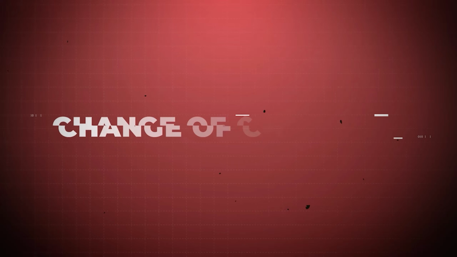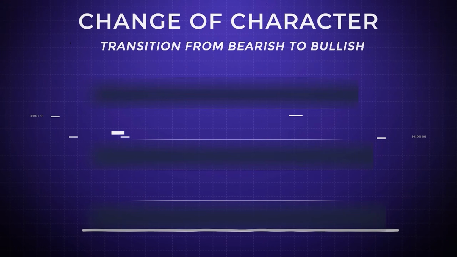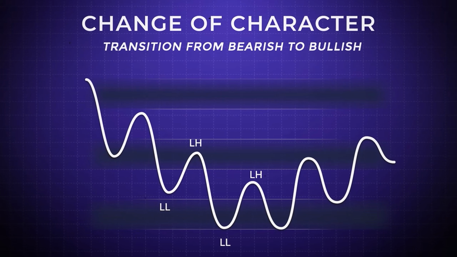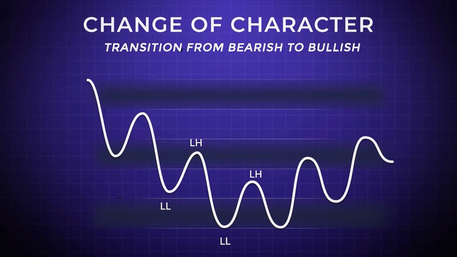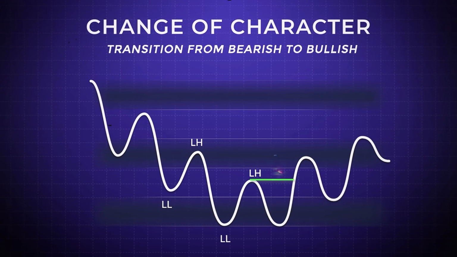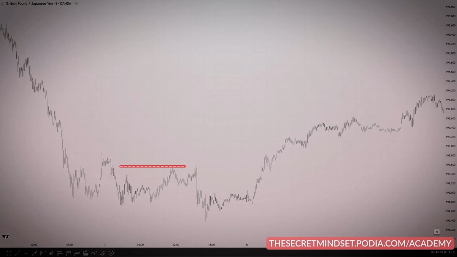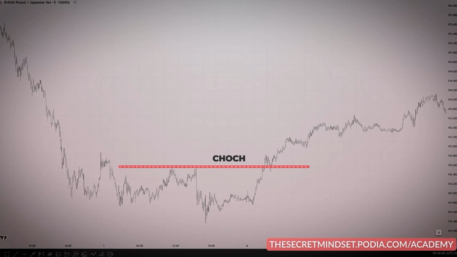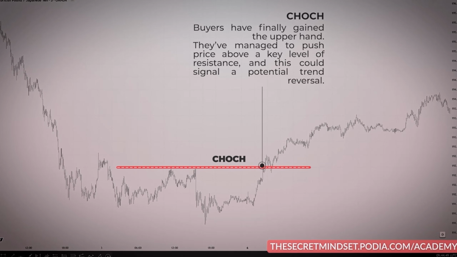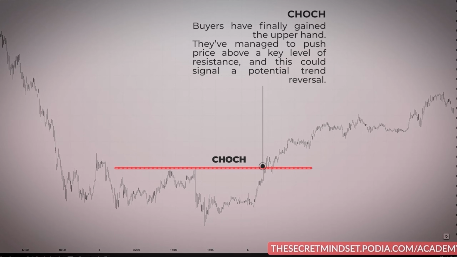The change of character is another important concept. You're looking at this price chart and you see a market that has been in a downtrend for some time. Price has been steadily making lower highs and lower lows, and then price suddenly breaks above the previous major swing high. This is a significant event because it means that the buyers have finally gained the upper hand. They've managed to push price above a key level of resistance, and this could signal a potential trend reversal.